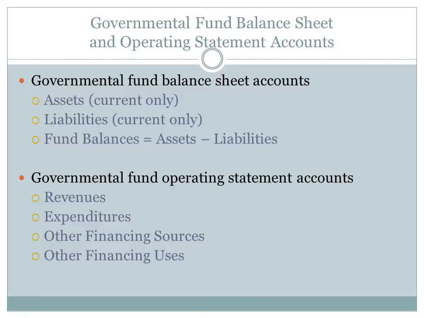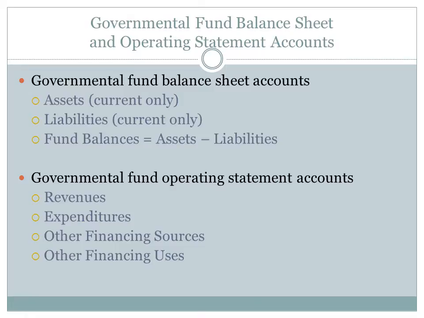Governmental fund operating statement accounts, there's four types. There's revenues, expenditures, other financing sources, and other financing uses. Revenues are any receipt by a government that is not classified as other financing sources, like an intra-fund transfer or otherwise a transfer from another fund, or proceeds from the issuance of debt.